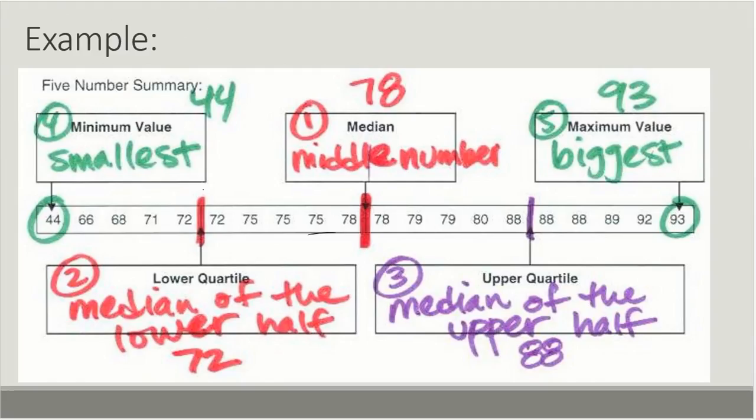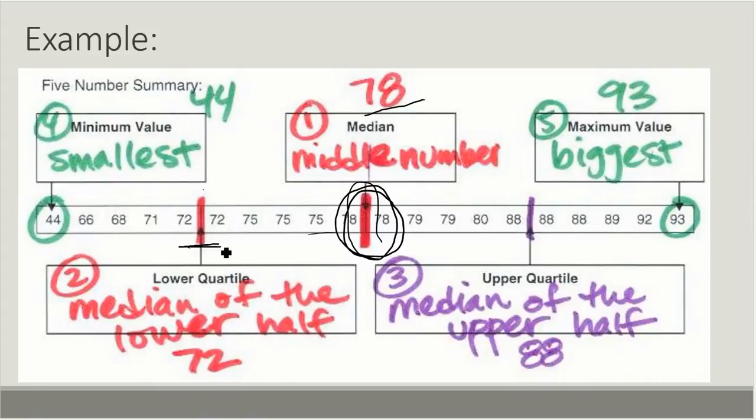Here's an example. You have the numbers data from 44 is your minimum and 93 is your maximum. They already have them in numerical order. First you want to find whatever your median is. So find the middle. In this case it's between 78 and 78. So you add 78 plus 78 and divide by 2, which you would get 78. So this is your median.